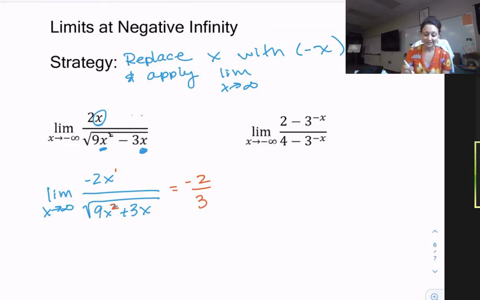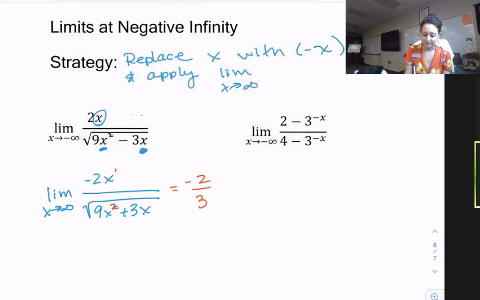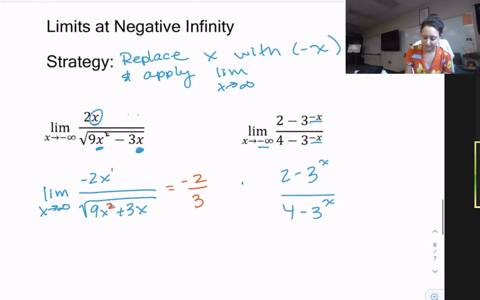All right, let's take a look at that second one. So I see x is approaching negative infinity. So anywhere I see an x, here and here, I'm going to change those to negative x's. So we've got 2 minus 3, and I would have negative x, right? So that's going to be positive x. Then in the denominator, 4 minus 3, again, to now the positive x. We want to take the limit as x approaches just regular infinity now.